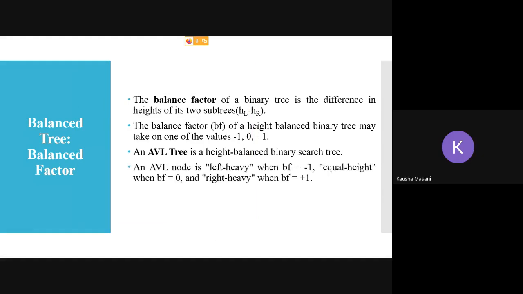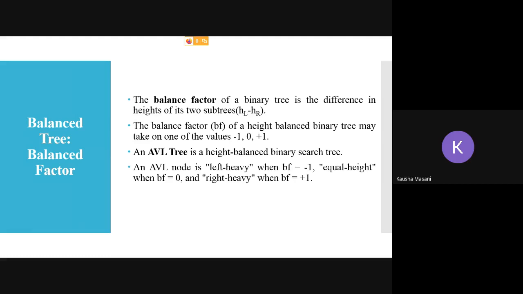So what can you say about AVL? The node is left heavy when your balance factor BF is equal to -1. The node is said to have equal height if your balance factor is 0. And if it is right heavy, then the balance factor will be +1. So these are the terms which you need to know.